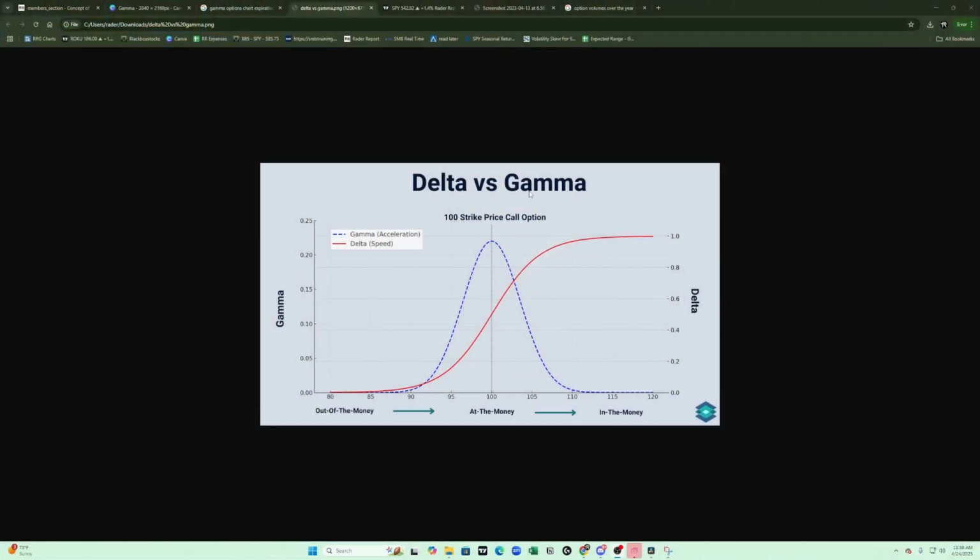Well, gamma is just simply a measurement. It's a measurement of what? It's a measurement of delta. It's the acceleration of delta. And what is delta? It's just basically how much you're getting paid for this option contract. How much is the option contract going up?